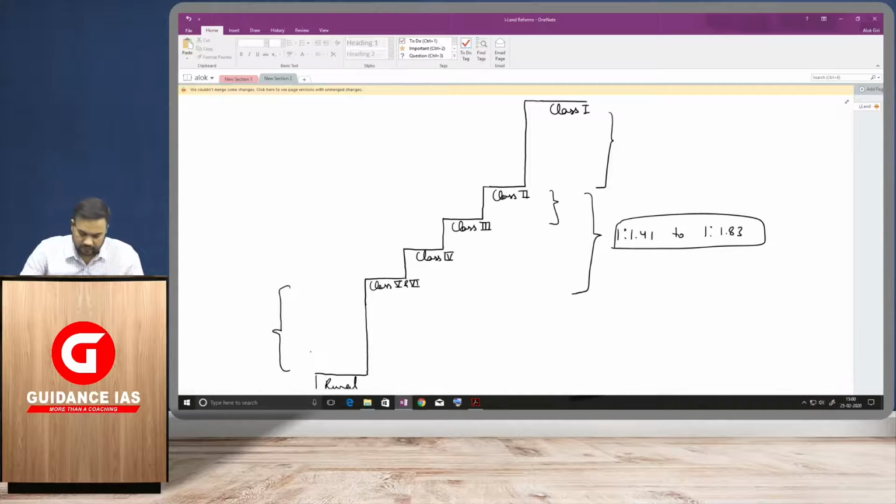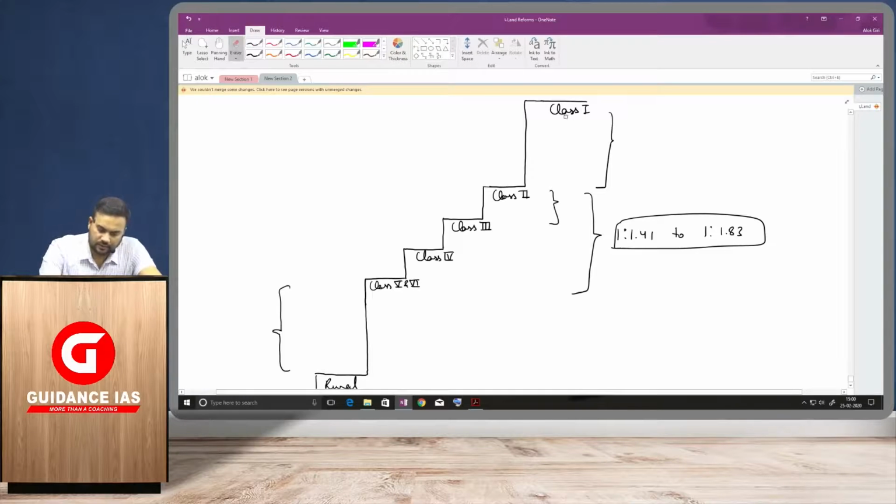Actually, make a small change here. I have written class 1. Ideally I should be writing million plus cities. You write million plus cities, and here class 2 and other class 1 cities. So the distance we find is very high between the million plus cities, which are growing at a very, very fast rate, and the other cities.